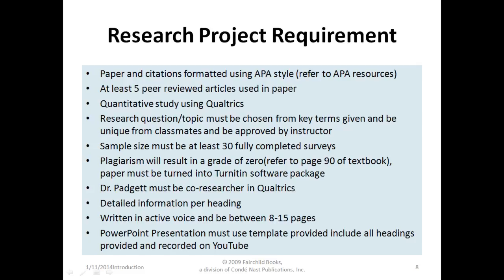And your paper and all your citations that you'll do throughout this course will be in APA style. That's why I talked about the APA manual. And you will need at least 5 peer-reviewed articles in your paper, and we will do a library assignment where you'll learn how to tell if an article is peer-reviewed and where to find those types of articles.